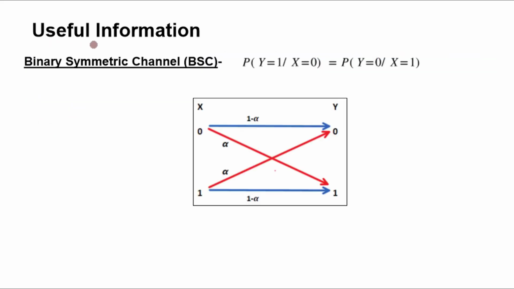Some useful information required to solve this question. For a binary symmetric channel, we have equal probabilities of error, that is, the probability that the received bit is 1 given that the transmitted bit is 0 is equal to the probability that the received bit is 0 given the transmitted bit is 1. As can be seen in this case, the probability of error is both equal to alpha, and hence it is an example of a binary symmetric channel.